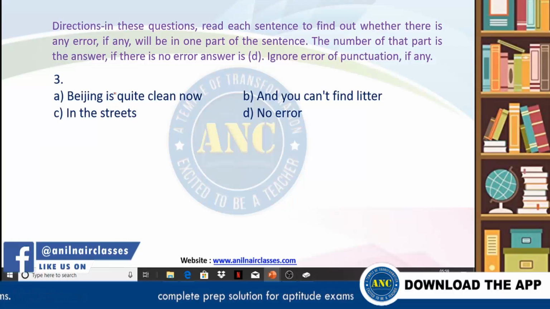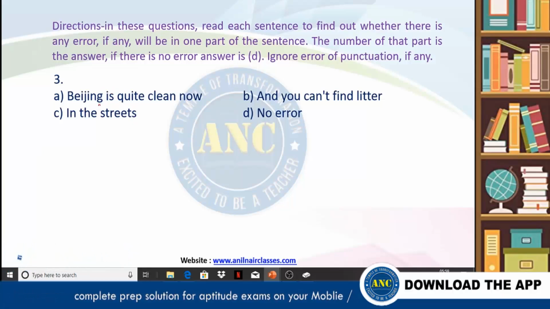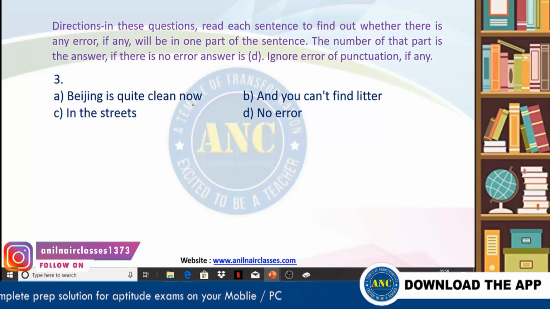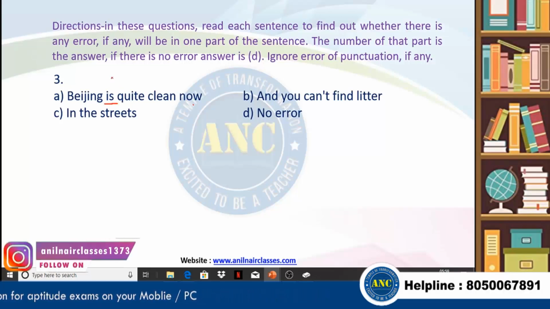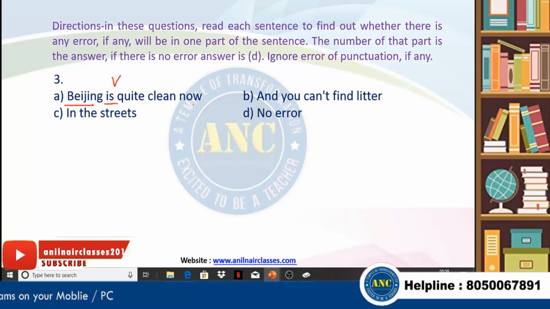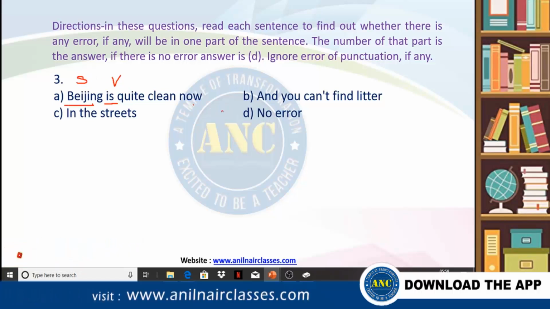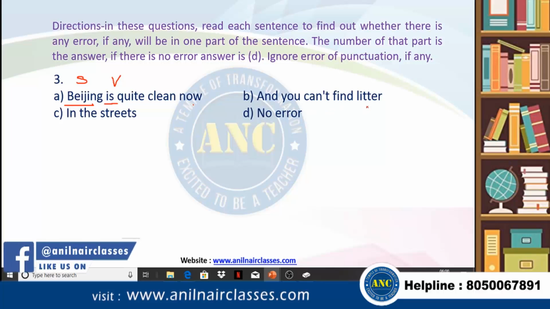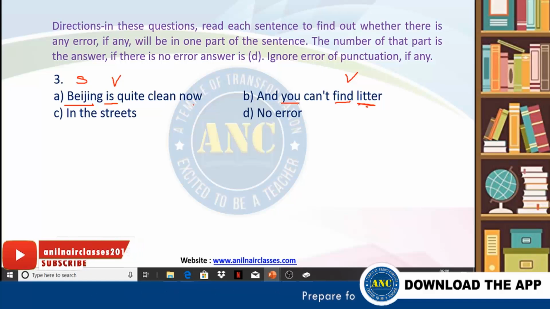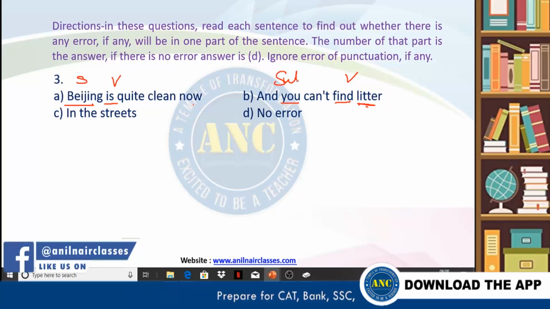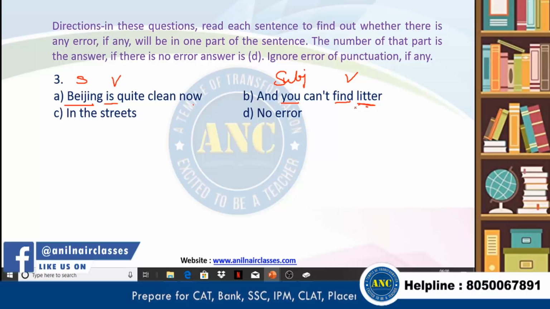Now, directions as usual remain same. Beijing is quite clean now. So, is is a verb. What is quite clean now? Beijing. Beijing is the subject. Subject-verb agreement is clear over here. And you cannot find litter. You cannot find what? Litter. So, find is a verb over here. Who cannot find? You cannot find. So, you is a subject over here. Now, you cannot find what?